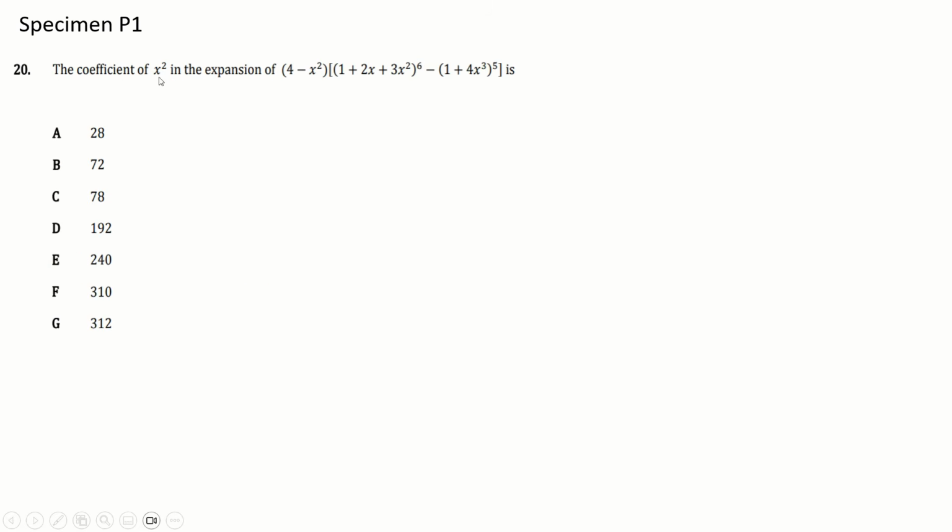Coefficient of x squared. Now, okay, we've got a bunch of things going on here. So the two options for making an x squared are to do 4 times the x squared from this guy here, or do x squared times the constant term from this here. But if you look at the constant term, 1 to the power 6 minus 1 to the power 5 is just 0. So there's no constant term in this bracket here. So actually, all I need to think about is 4 times the x squareds from here.